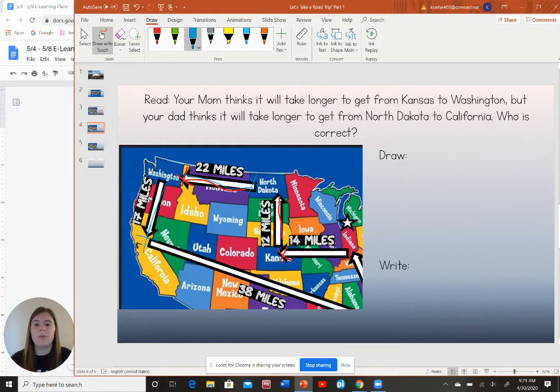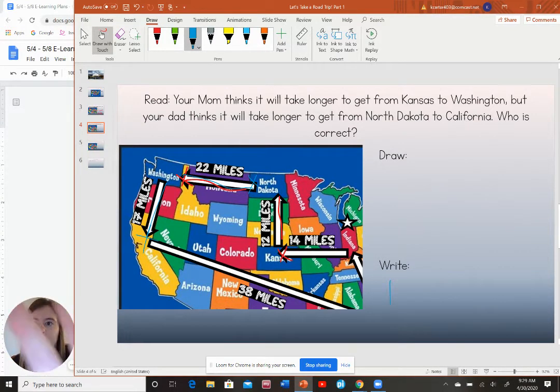Okay, so both of them think that going to two states is going to take longer than the other. So we're going to start just with Mom and see how long her trip would be. So she starts in Kansas and goes to Washington, and she thinks this is longer. So we want to know how long this journey is. So it looks like we need to add 12 miles plus 22 miles.